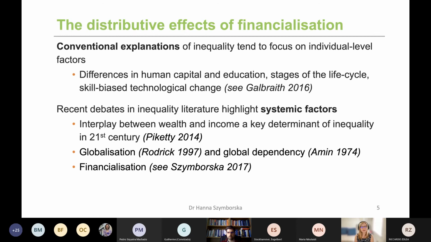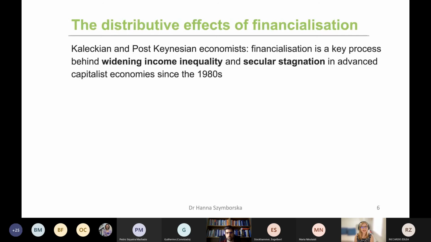The literature on inequality tends to focus, very prominently in the mainstream, on individual level factors. What post-Keynesian analyses, but also other heterodox analyses, plus some at the border like Piketty, bring is the emphasis on the role of systemic factors such as financialization in the determination of inequality in our modern societies. From the post-Keynesian literature specifically, there is very rich scholarship, from people sitting in this very seminar, on how the processes of financialization have been key in driving income inequality and also macroeconomic instability and stagnation in advanced capitalist economies since the 1980s and beyond.